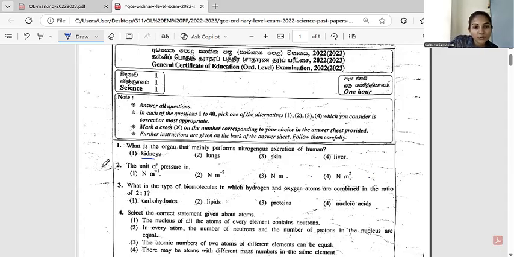The equation for pressure is equal to force divided by area. So force is measured by Newton and area by square meter. The pressure is measured in newtons per square meter.